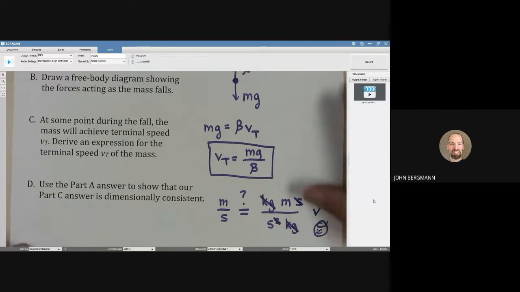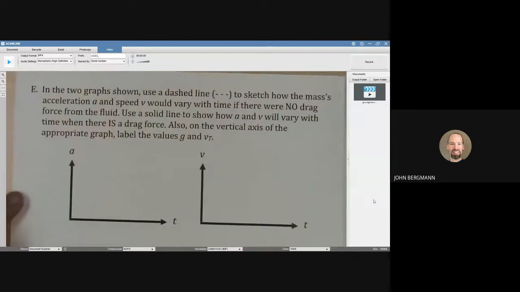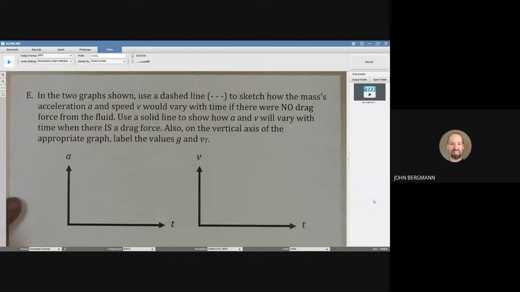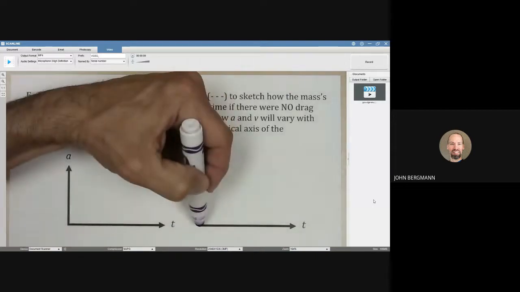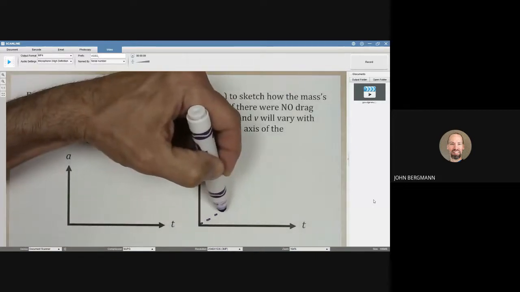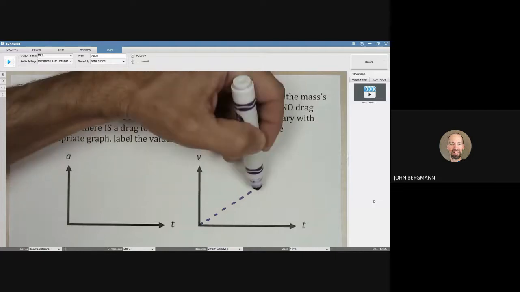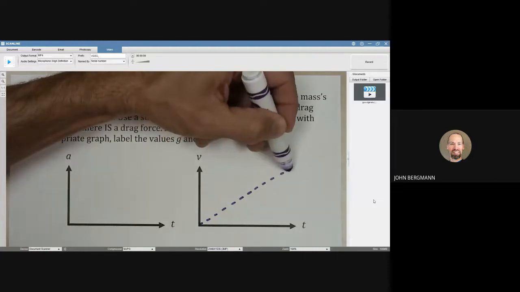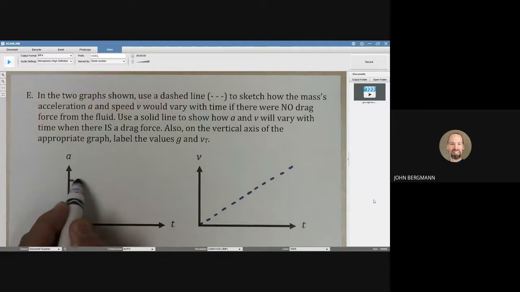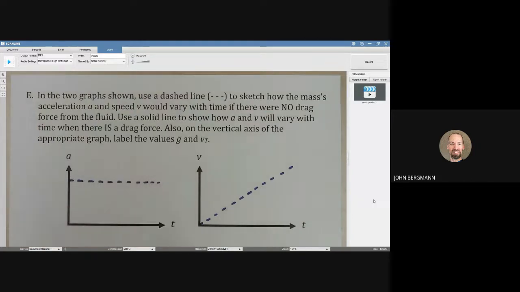So far, so good. In the two graphs shown, use a dashed line to sketch how the mass's acceleration and speed would vary with time if there were no drag force from the fluid. Let's do that first. If there's no drag force, then the speed, since it's dropped from rest, is going to be constantly increasing. Faster, faster, faster. And the acceleration will not change like that.